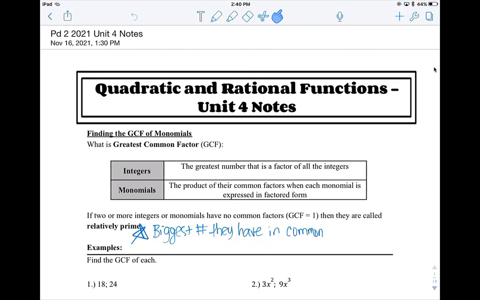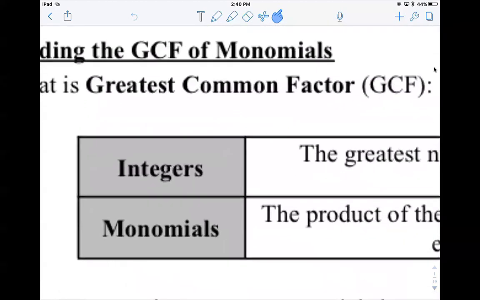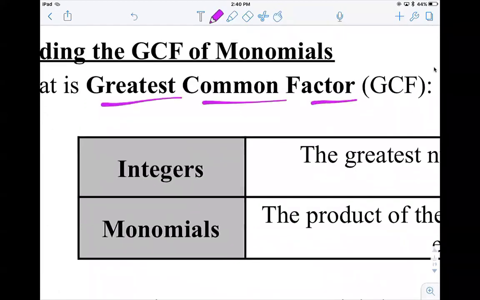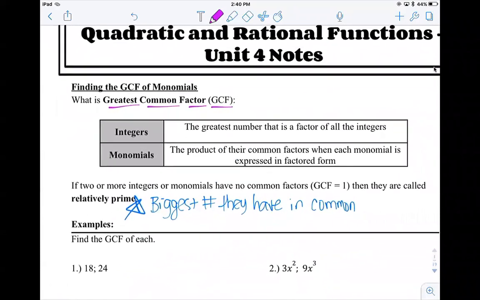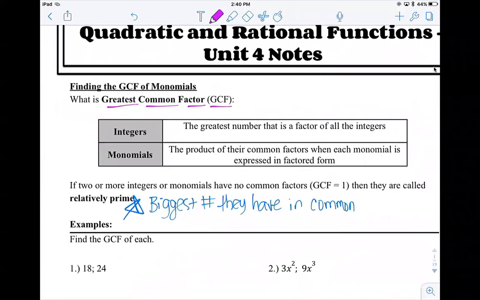First of all, when you hear GCF, that stands for the greatest common factor. From here on out, we will just abbreviate GCF. To find the GCF of integers, like we're going to do for number 1, where it's just numbers, we find the biggest number that is a factor of all of them. For a monomial, like number 2, we take out the number that is a factor of all of them, and then we take out the variables they have in common.